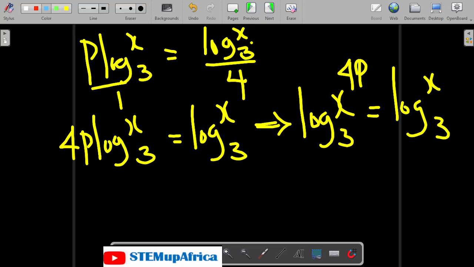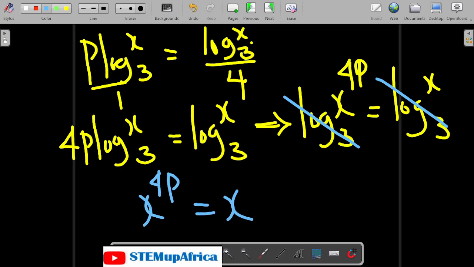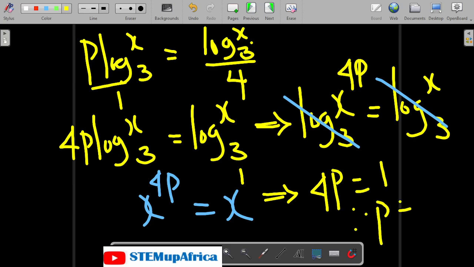You agree with me, log 3 can cancel log 3. So what are we left with? We are left with x raised to the power 4p equals x. But this x itself is raised to the power 1. This is now in indices, that implies that 4p equals 1. Therefore, my p is 1 over 4. This is now the value of p, which is the solution to question 10b.